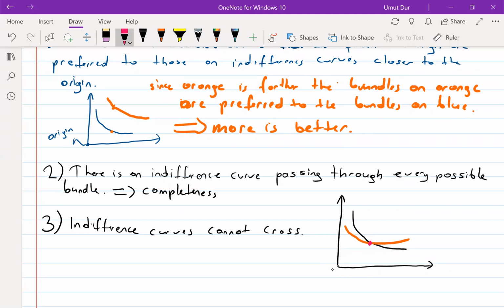Can we explain why such an instance cannot happen here? Why can we not have two indifference curves crossing each other?